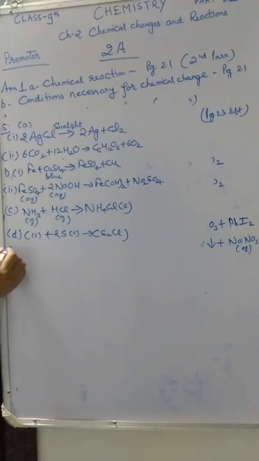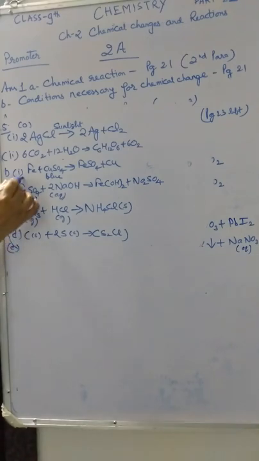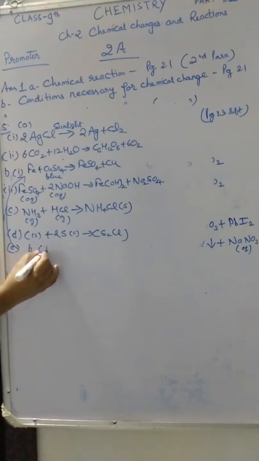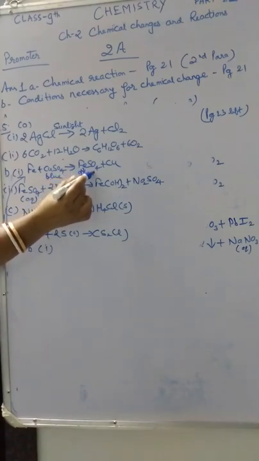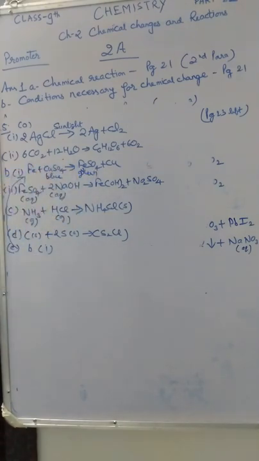Okay, now E. A reaction where color change is noticed. For this you have to write the first reaction only, B, because in this the blue color is changing into green color. So this reaction only you have to write for this answer.